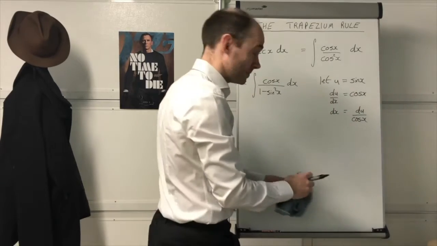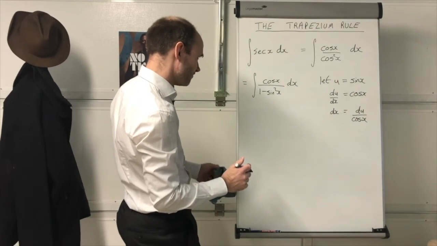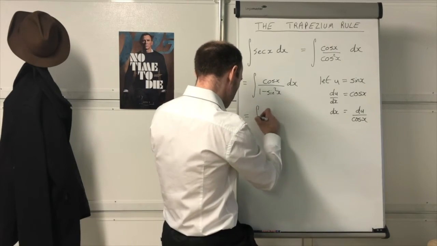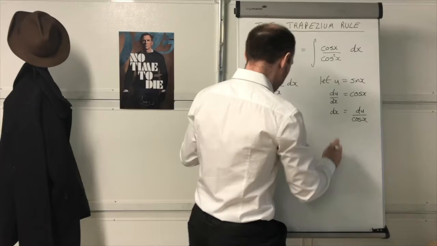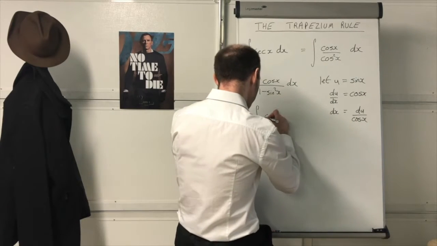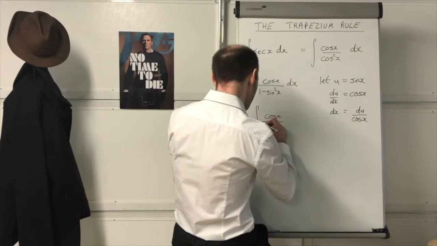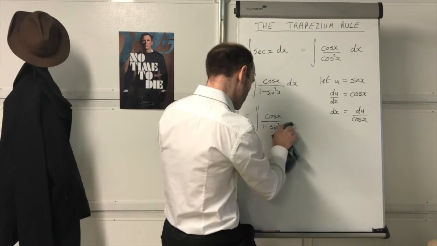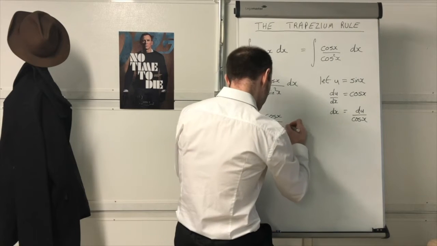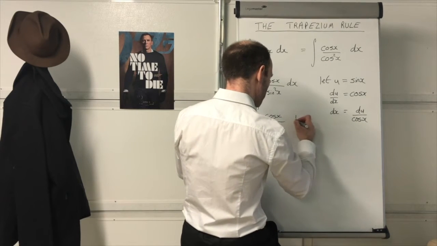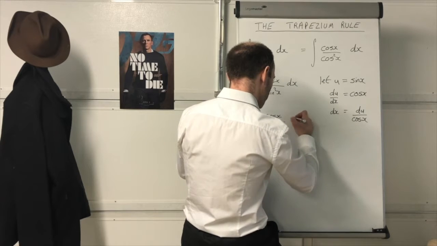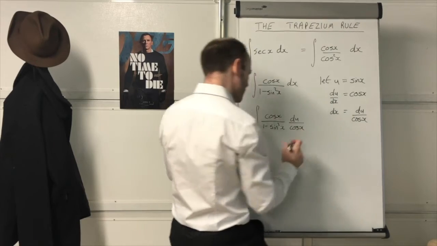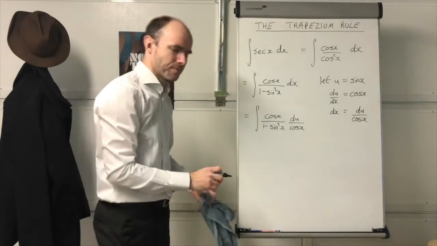Let me do that now. I'll keep going and manage it somehow. So we'll have cos x over 1 minus sine squared x multiplied by du over cos x. Sorry, it's been a bit messy. Okay, there we go.